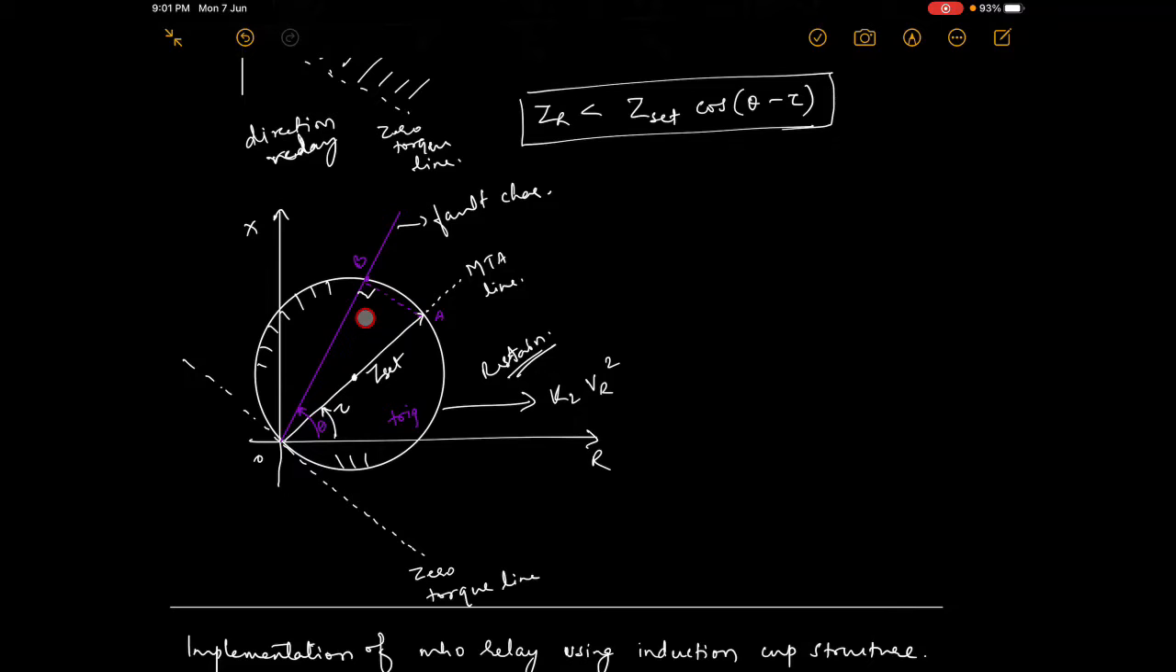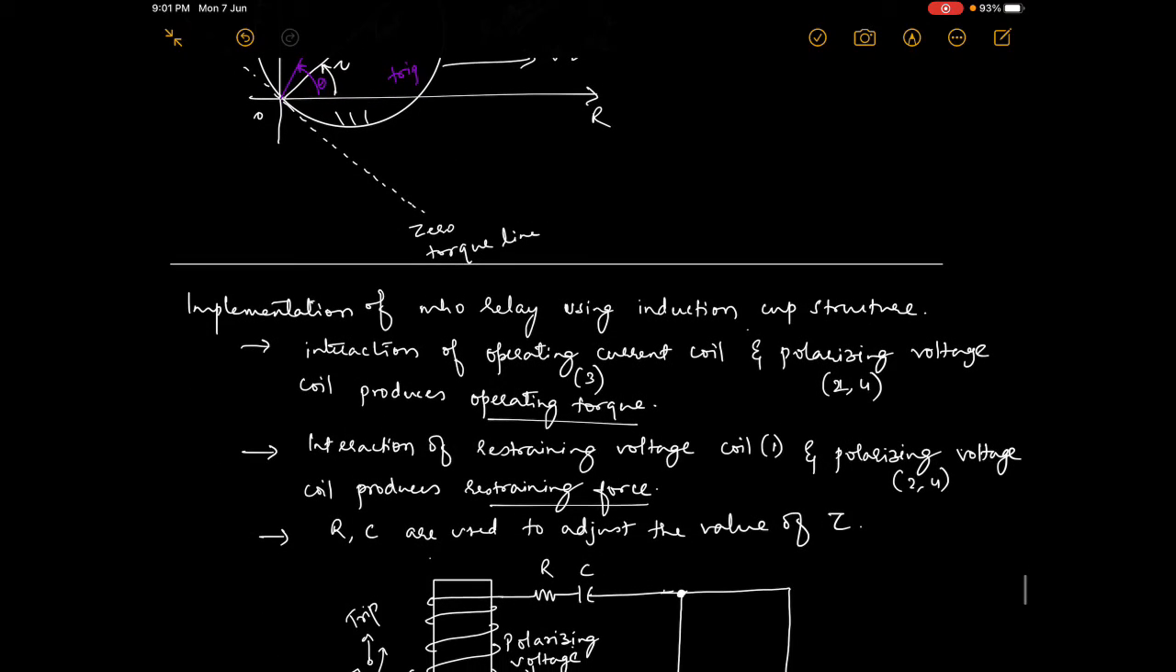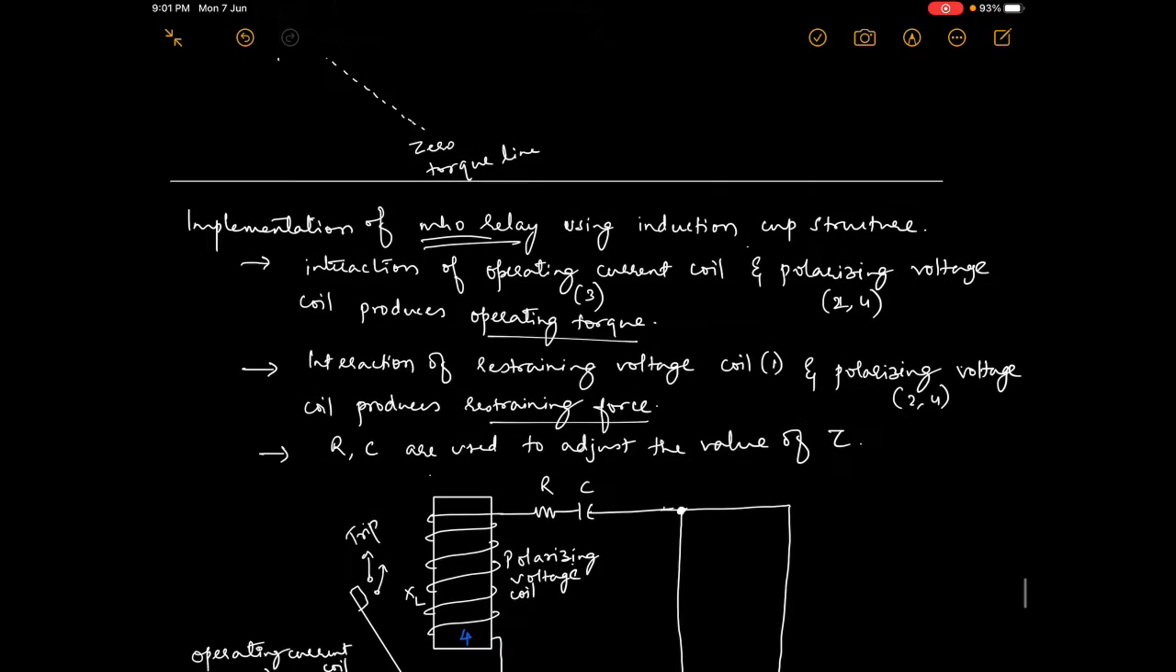So what is the advantage of this as compared to the impedance relay? It operates for a small region, its operating area is very less. This is one of the advantages. Fine. Now this is how it has been implemented, and now we will see the implementation of the Mho relay. The implementation of the Mho relay is generally an induction cup structure.